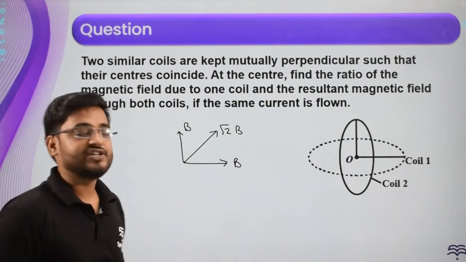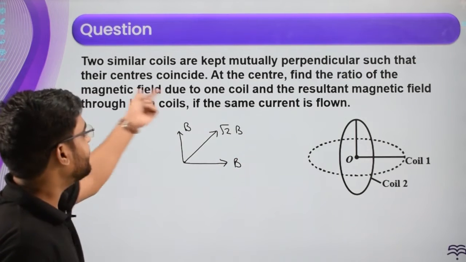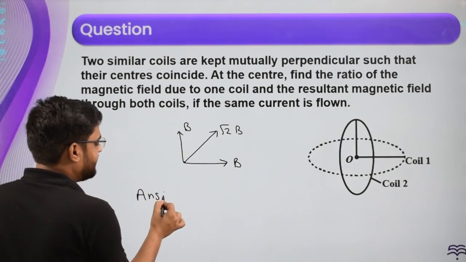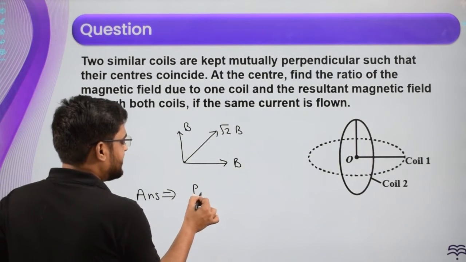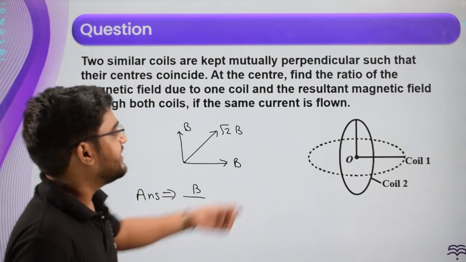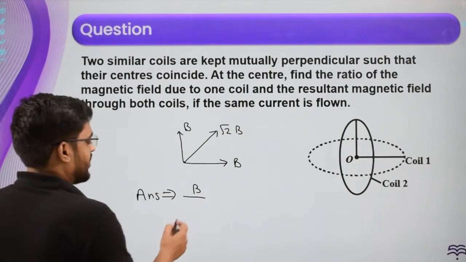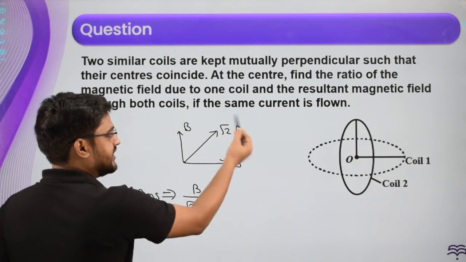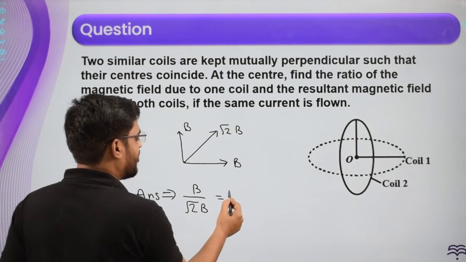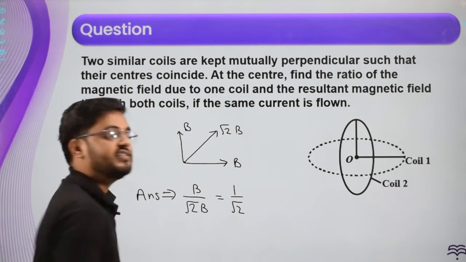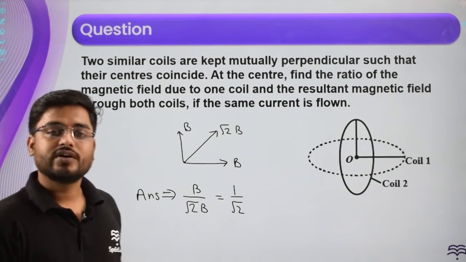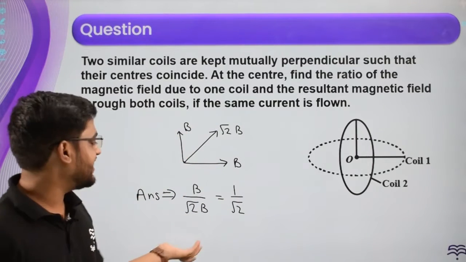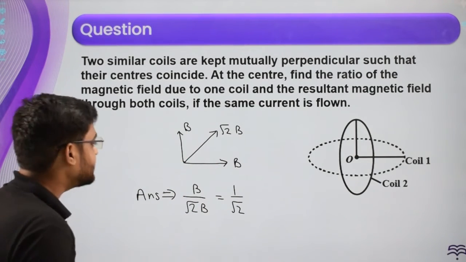And they are asking for the ratio of the magnetic field due to one coil, which is B, divided by the resultant magnetic field, which is root 2 B. You can cancel out B. Answer is 1 by root 2. For this question, you don't even need to remember the formula. Without putting the value of B, we can directly get the answer. So the answer is 1 is to root 2.